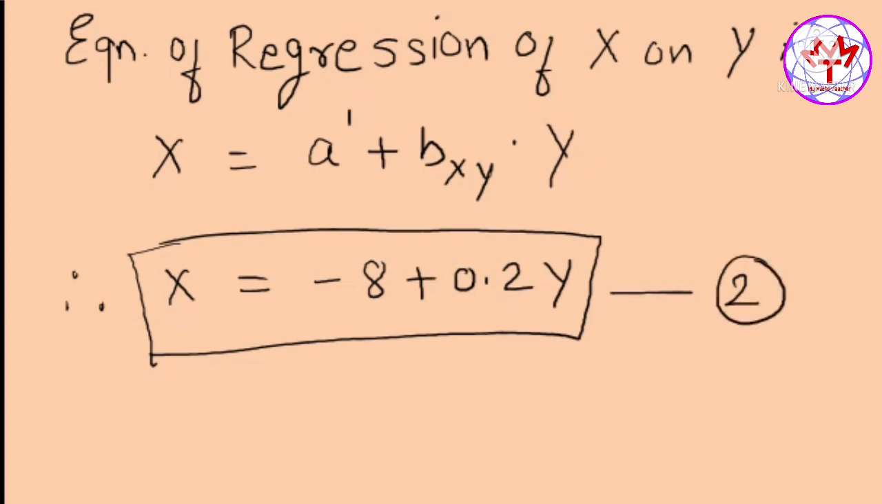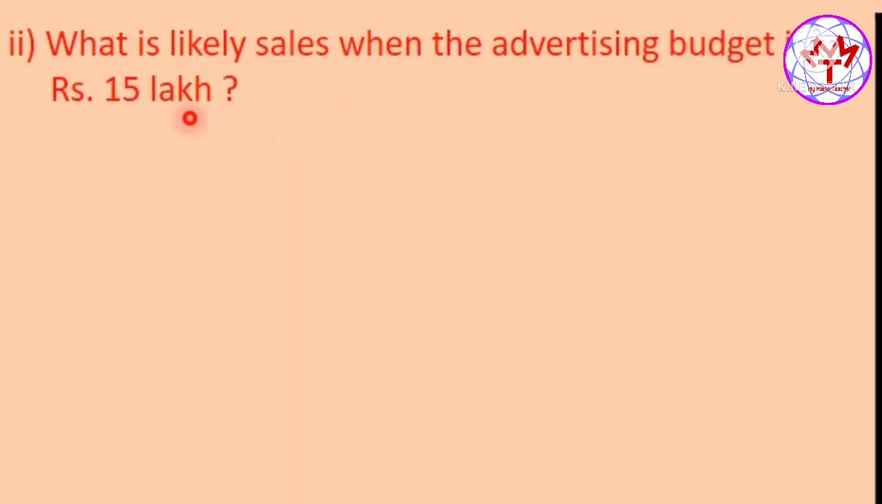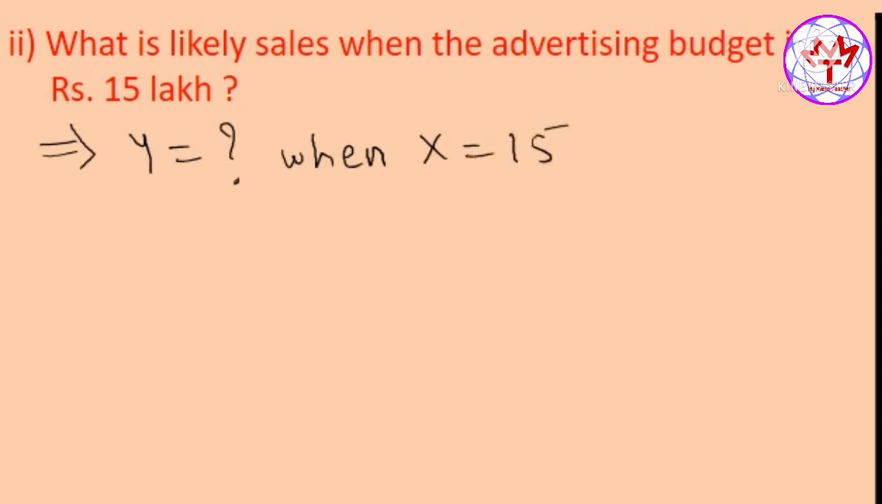Now we have to solve sub question 2. Now see, the second sub question is, what is the likely sales when the advertising budget is rupees 15 lakhs. Now we know that the sales is stored in the variable y and the advertising budget is stored in the variable x. That means here we have to find y when x is equal to 15 lakh. So let's write y is equal to how much when x is equal to 15 lakhs.